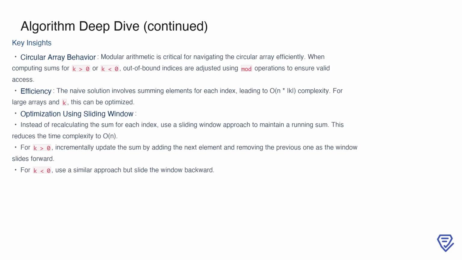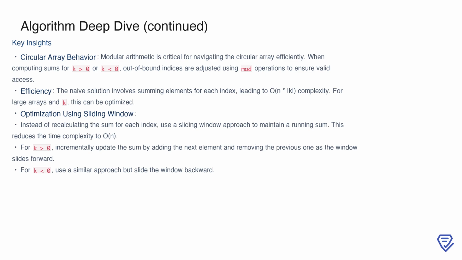There are a few key insights that help us solve this problem efficiently. First, modular arithmetic is essential for navigating the circular array and ensures that we can correctly access indices within bounds regardless of whether k is positive or negative. While the straightforward way to compute the sums involves iterating through the circular array for each index, resulting in a time complexity of O(n * k), this becomes inefficient for large arrays or large values of k.